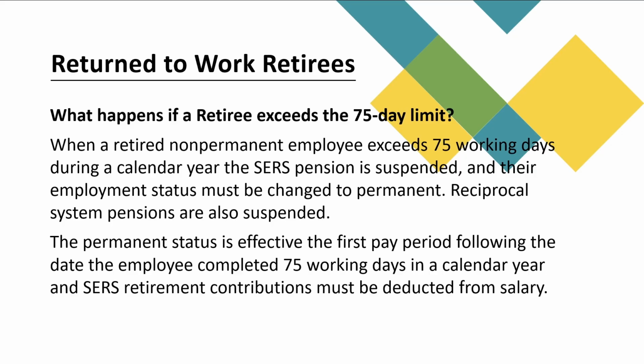What happens if the retiree exceeds the 75-day limit? When a retired non-permanent employee exceeds 75 working days during a calendar year, their SERS pension is suspended, and their employment status must be changed to permanent. Reciprocal system pensions are also suspended. The permanent status is effective the first pay period following the date the employee completed the 75 working days in a calendar year, and SERS retirement contributions must be deducted from salary.